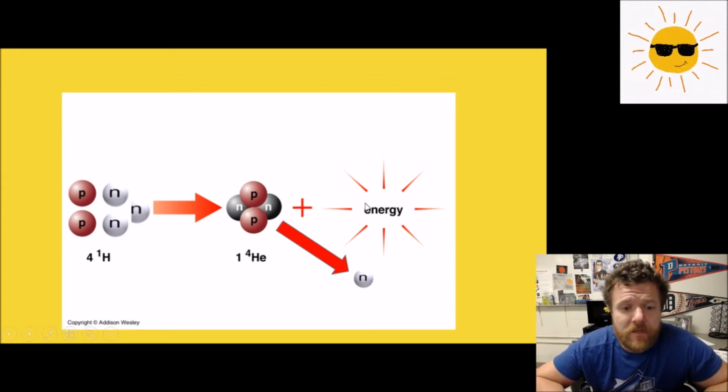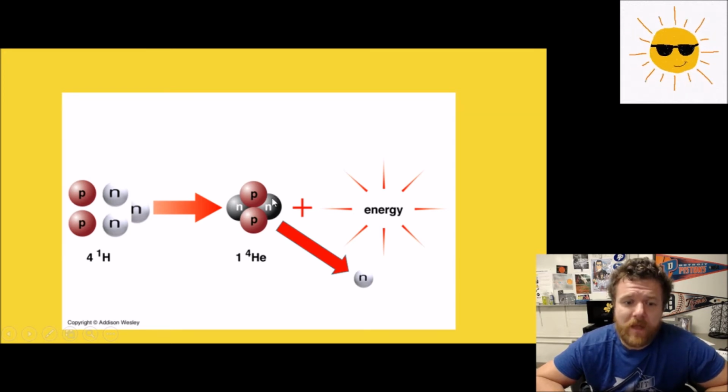The reason that energy is coming out is because if you take a look at how much this weighs, it actually weighs less than those 4 protons that you start with. If you lose mass somewhere along the way, the only place for that mass to go is to be turned into energy. E equals mc squared tells us that mass and energy are equivalent and they can go back and forth. If you are getting rid of your mass, it's being released as energy.